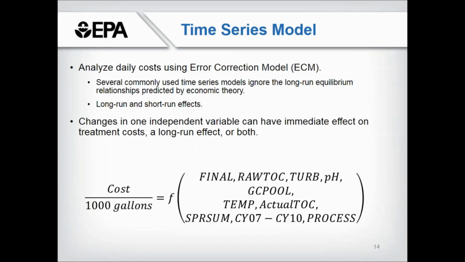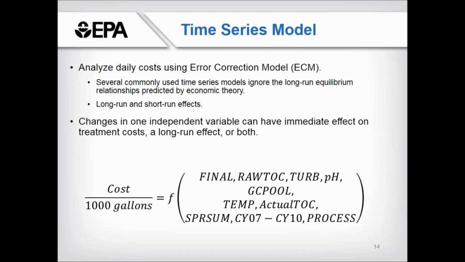So we need time series analysis because we have daily data. We are interested in the long-run relationships for source water quality and cost to understand how they move together through time. Also, because drinking water treatment plants adjust treatment to accommodate episodic events, we want to examine short-run deviations from the long run. The error correction model allows us to do that. Changes in variables can have a long-run effect, a short-run effect, or both effects on treatment costs. We use cost per 1,000 gallons as our dependent variable. It is the daily aggregated chemical costs, pumping costs, and granulated activated carbon costs.